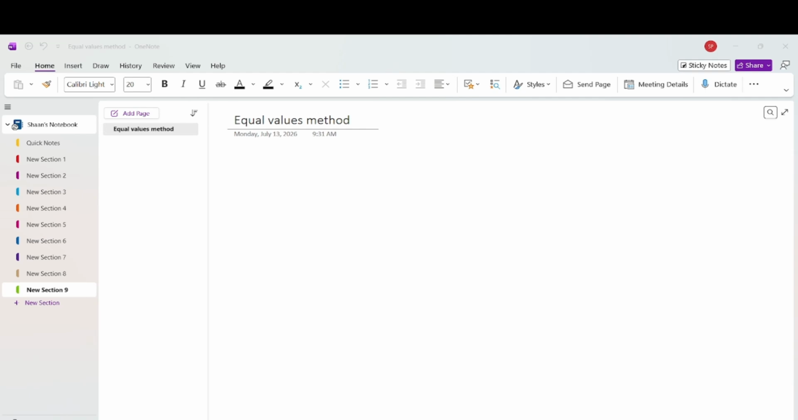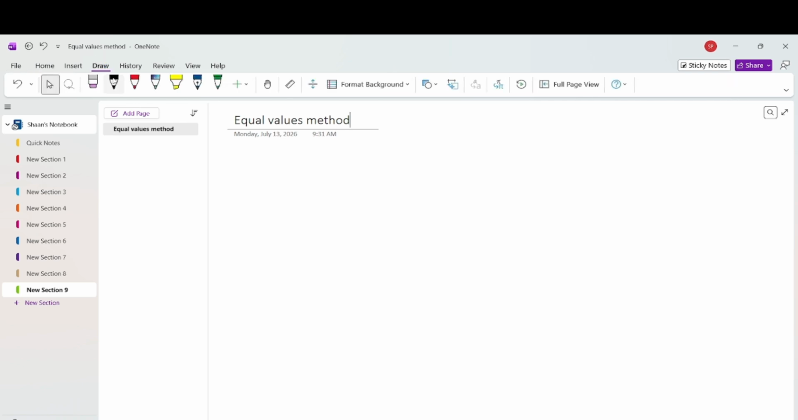In today's video, this is going to be one of 3 videos where we're using 3 different methods in order to solve a system of equations. So today we're going to be using the equal values method. What this means is if we have 2 equations, let's say one is y is equal to 3x plus 4, and the other is y is equal to 5x plus 2.